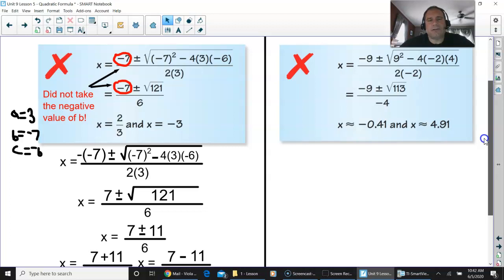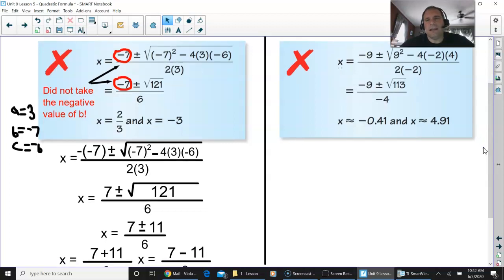All right, go ahead, try number 2. Do it the same way. Try to see if you could find that error and correct that whole problem. Press pause now.